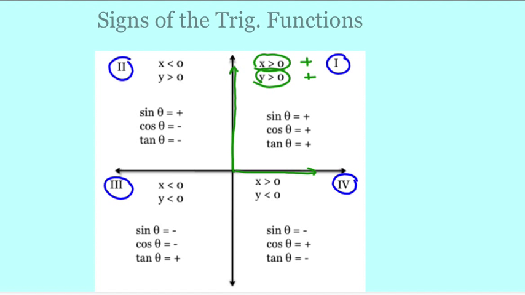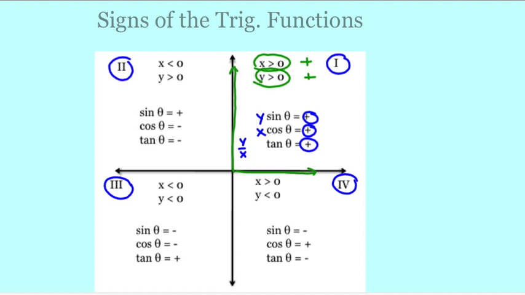So that means, remember, your sine is your y value, your cosine is your x value, and then your tangent is y over x. So this would be positive, this would be positive, and also y divided by x would be positive. So everything in that first quadrant for sine, cosine, and tangent would be positive. Now let's go on to the second quadrant.